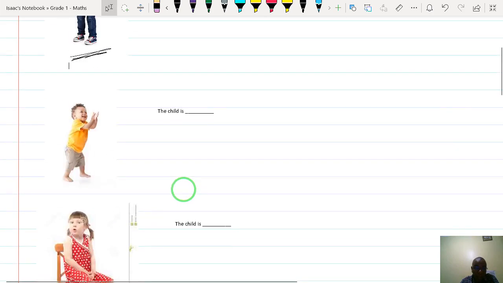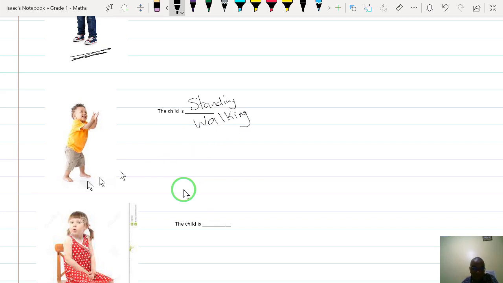This child, what is this child doing? This child is still studying. You can say many things about this boy. So the first thing is that this boy is studying, or you can say the boy is walking, taking just a few steps forward. So you can see that he has one foot moving towards his front side.